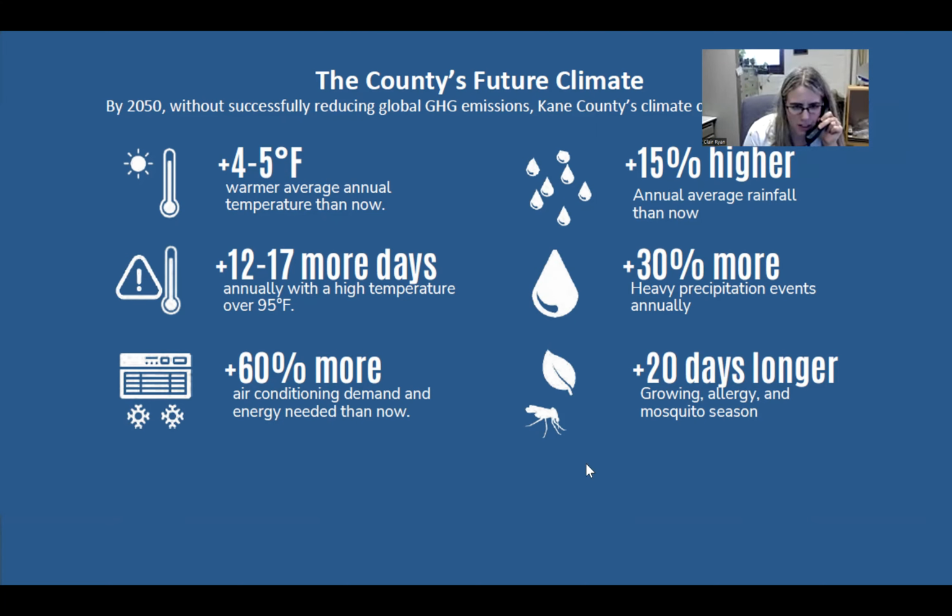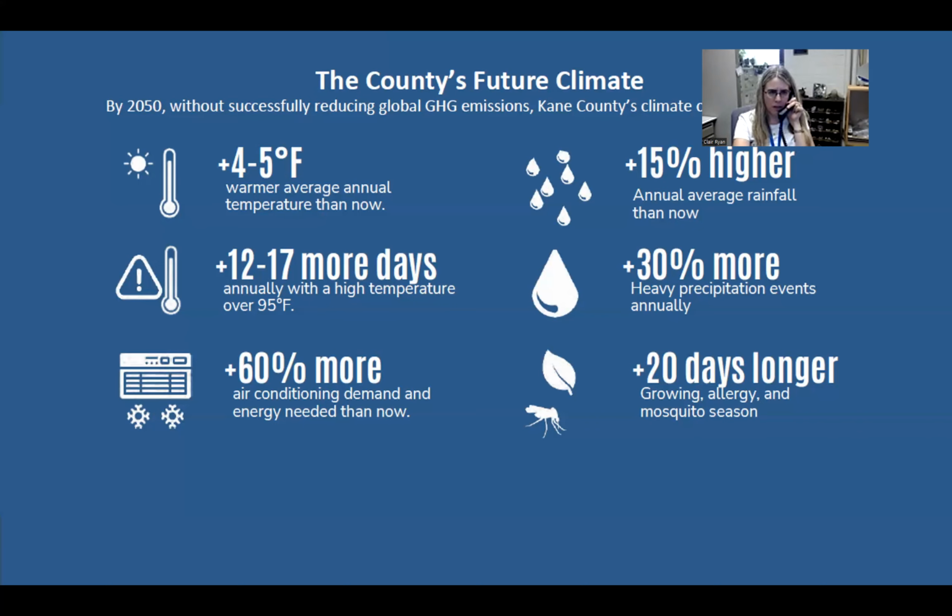We can expect probably an increase of as much as 15% higher annual rainfall. But very importantly, the trends are that we're pulling our rainfall apart. We're having longer periods of time between rainfall, which means that when it does rain, it tends to rain heavier. And we can expect an increase of 30% more heavy precipitation events. So that's events that drop 1.5 to 2 inches of rain or more.